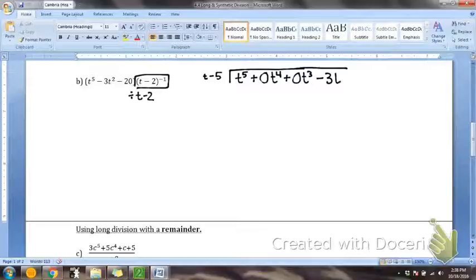minus 3t squared. Are we missing the t value? So we're going to put a 0t, minus 20. Okay, so again, the reason we're doing that is because we are missing a t to the 4th term here, we're missing a t to the 3rd term, and we're missing a t here. T minus 2 is supposed to be on the outside.